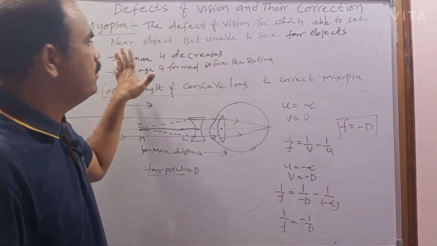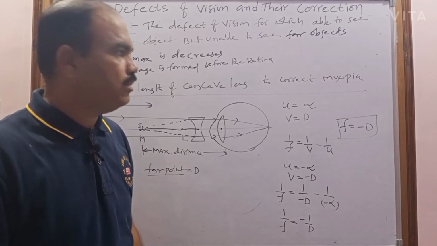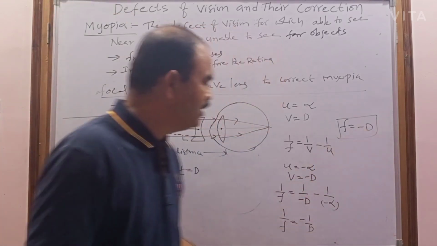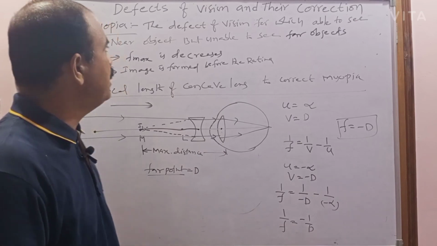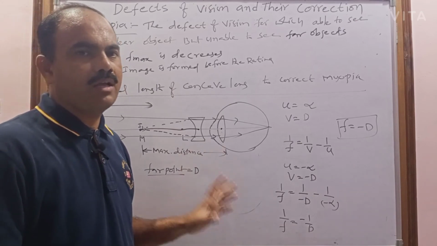So this myopia can be eliminated. So why are you getting minus here? Because that lens is the concave lens. So this is about myopia and how we can correct the myopia.